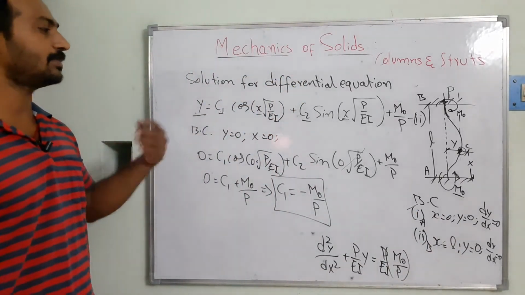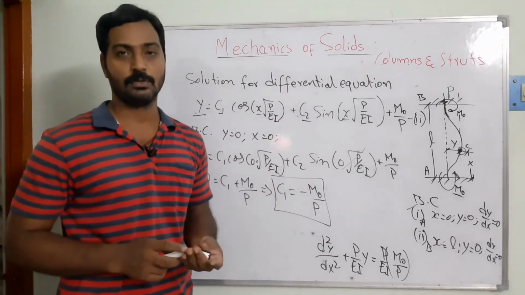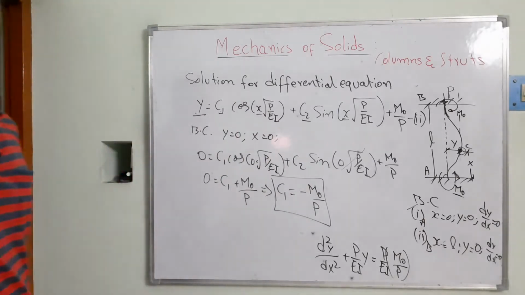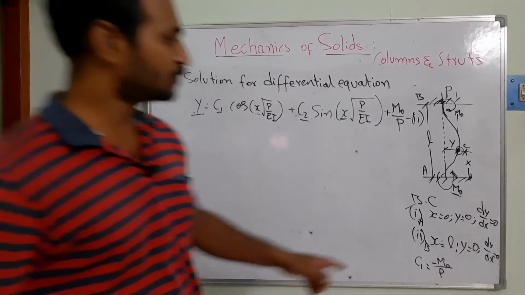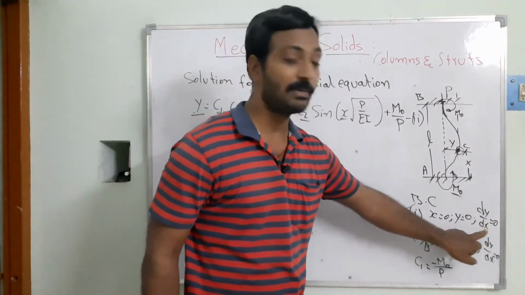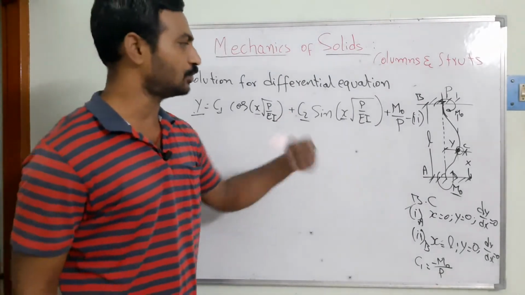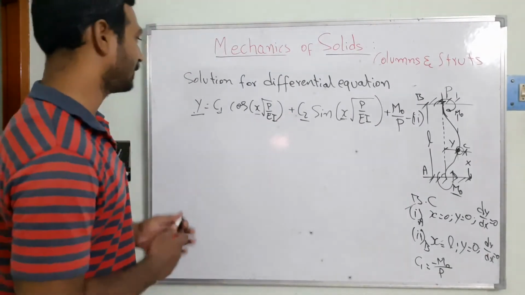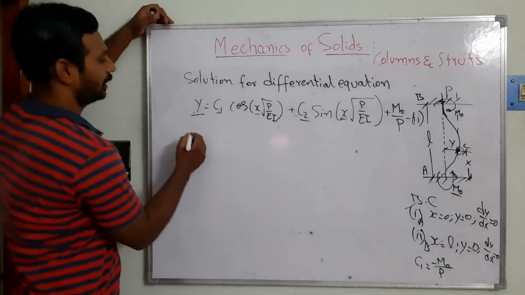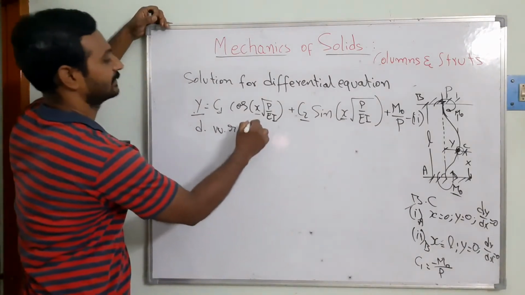Now we need to find out the C2 parameter also. Before that, we are going to do some simplifications over here. So we have substituted x is equal to 0, y is equal to 0. And there is another parameter dy/dx, that is going to be the slope also. In order to substitute that one, I am going to differentiate with respect to x.